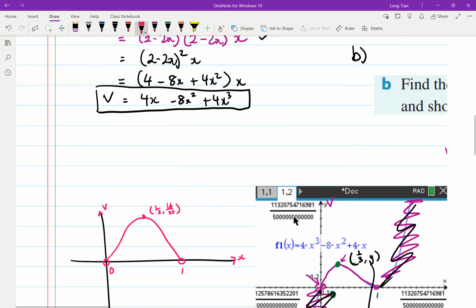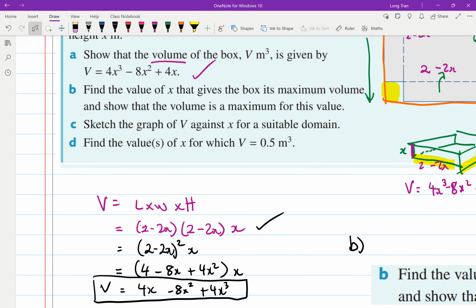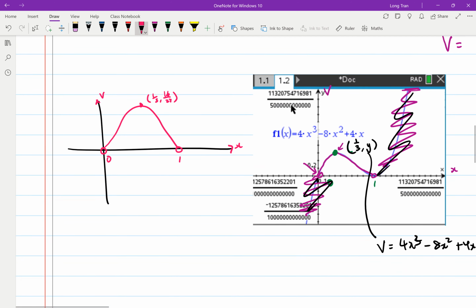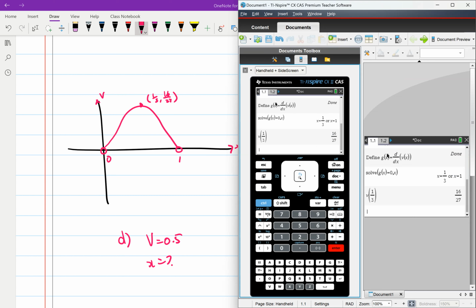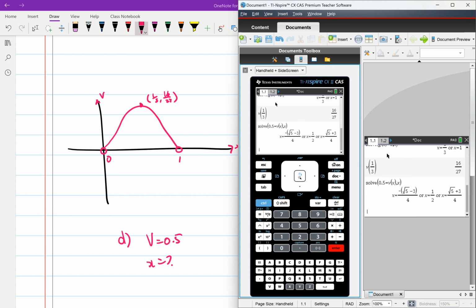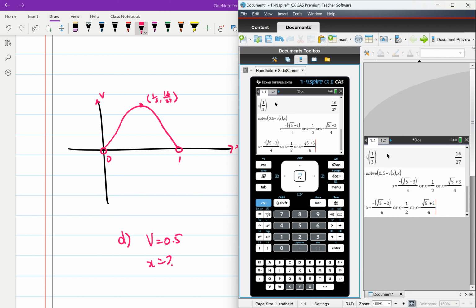And then what was the last question of that? They said find the values of x for which the volume is 0.5. So they're saying in D, if the volume is 0.5, what should x be? We've got the equation, so we go back to our CAS. Solving for if the volume is equal to 0.5. So that's my volume equation. Solve for x. There we go. That's the exact value. If you want it in decimals, control enter.